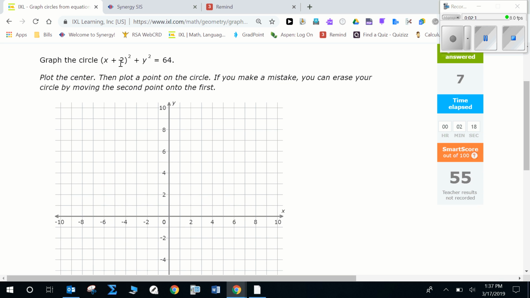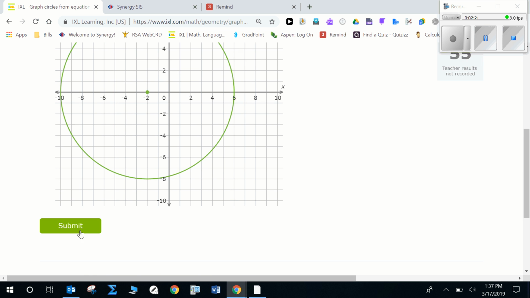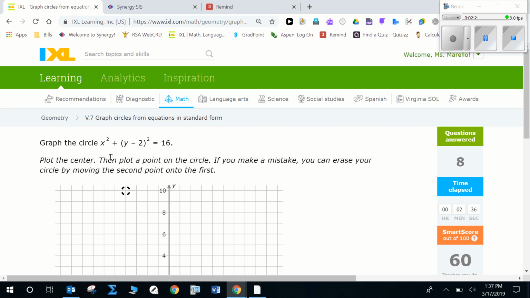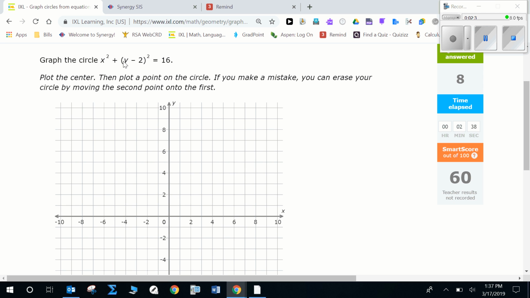So I just count 1, 2, 3 blocks. Here my center will be negative 2, 0. And the radius is the square root of 64, which is 8. So I'm going to count 8 blocks. Now you can go to the right, you can go up, to the left. So I'm going to go up here to 8. Let me see, center is going to be 0, positive 2. And your radius is the square root of 16, which is 4. So I'm going to count 1, 2, 3, 4 blocks.